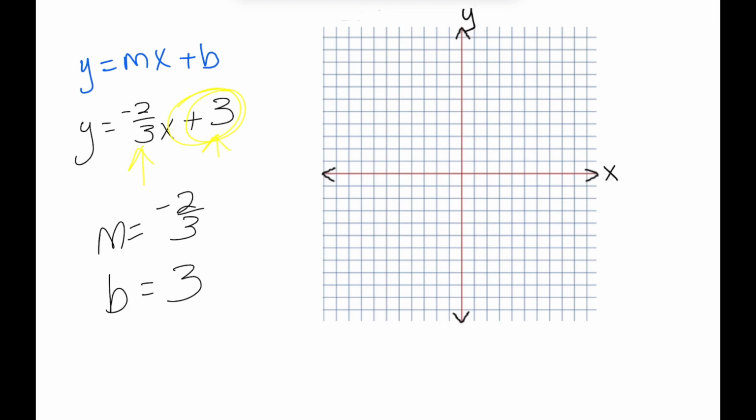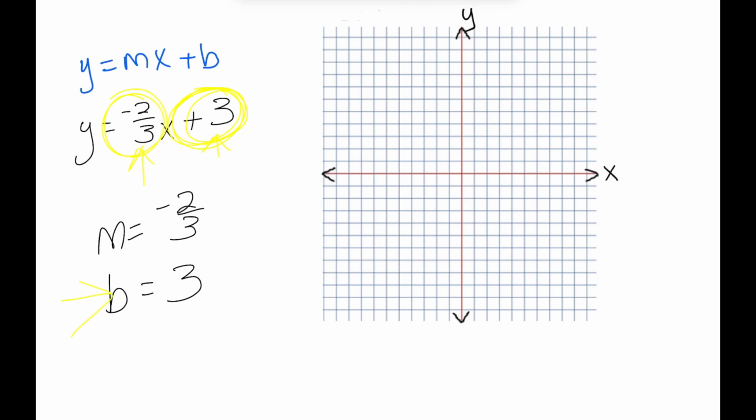So common mistakes that students make is they forget to look at the signs. They don't take the negative with the slope, or they don't look at the sign with the slope-intercept. Also, the intercept is the y-intercept. Make sure you're putting the dot on the y-axis.